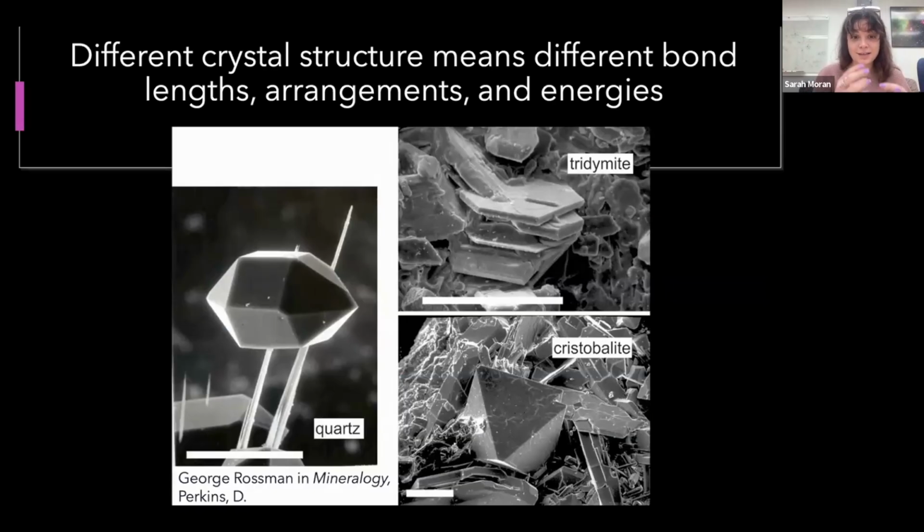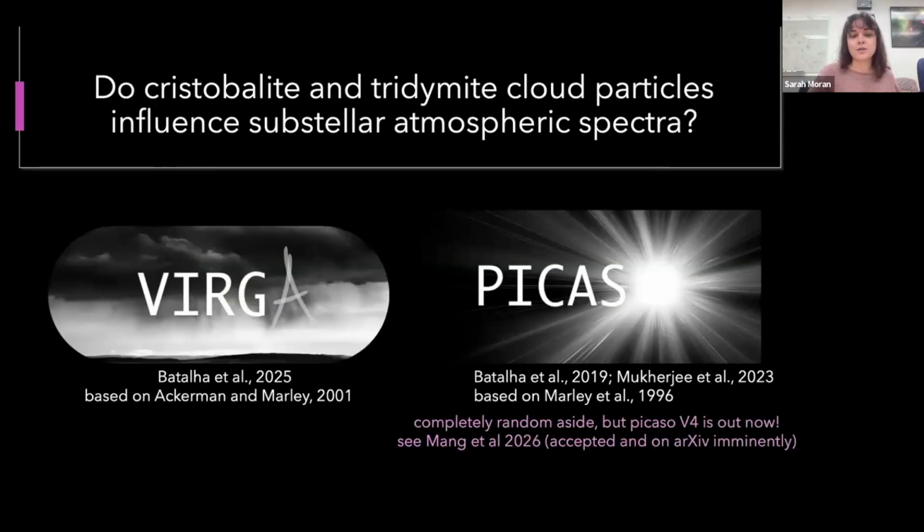But the power here is that these different crystal structures necessarily have different bonding lengths and arrangements, which is exactly what we're measuring spectroscopically. So then I wanted to ask the question, are these different things observable with the observations that we have? To test that, I used these two different open source modeling tools, the Virga cloud code and Picasso. And just because it's coming out probably this week, I want to plug that Picasso version 4.0 is accepted. You can already grab it from GitHub. And I think the accompanying paper led by James Meng will be out very soon. That is a total aside.